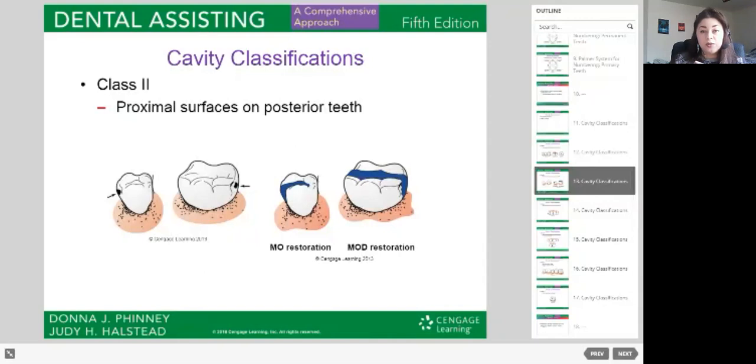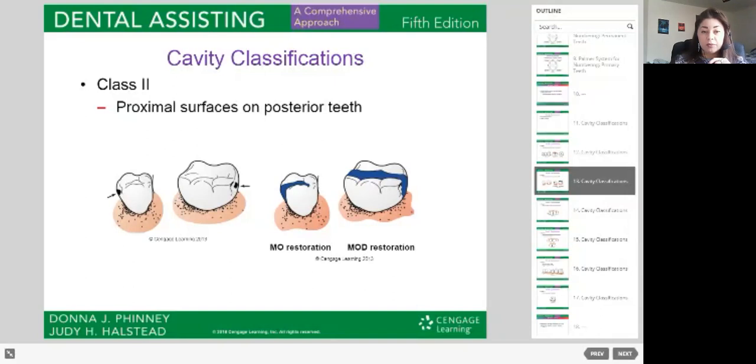Okay, and a class 2 includes the proximal or interproximal, so the in-between surfaces on posterior teeth, which are the back teeth. So we have only the interproximal surfaces. Here's an example where we have a cavity here, that's where the cavity is, but maybe we have to do a 2-surface filling in order to fix it. The purpose for that is because we cannot access the in-between teeth without going through the top of the tooth. So they'll say, oh, we have a class 2 filling, but it's going to be an MO restoration.